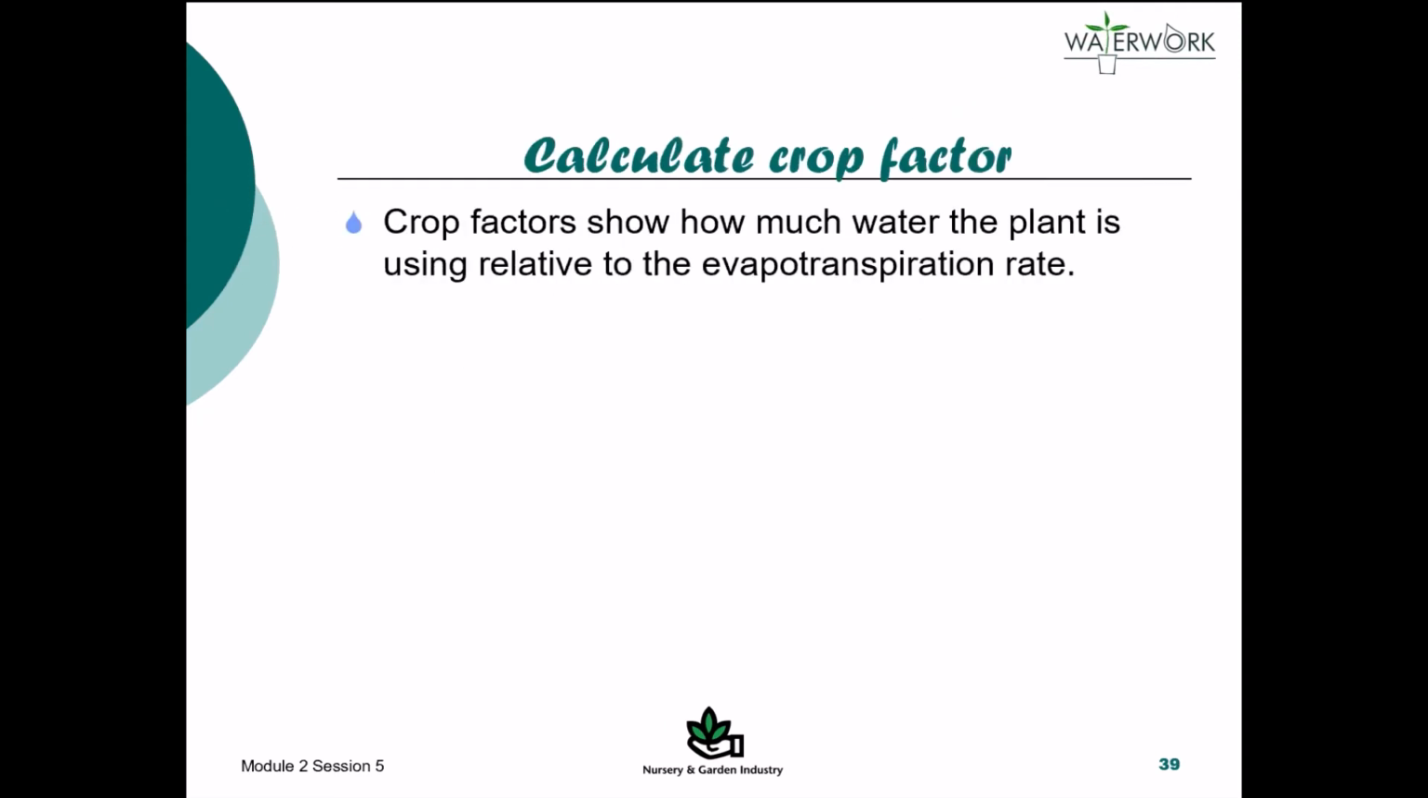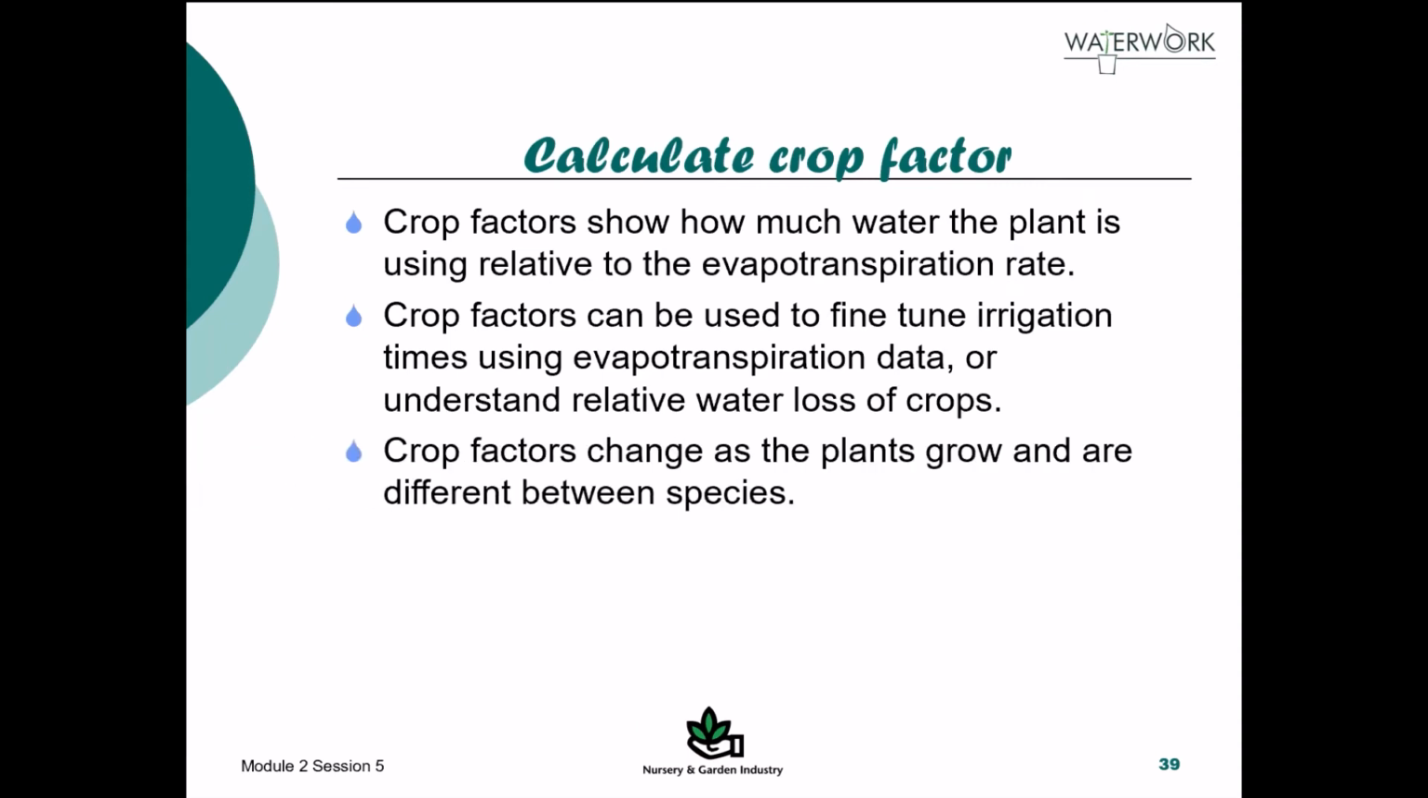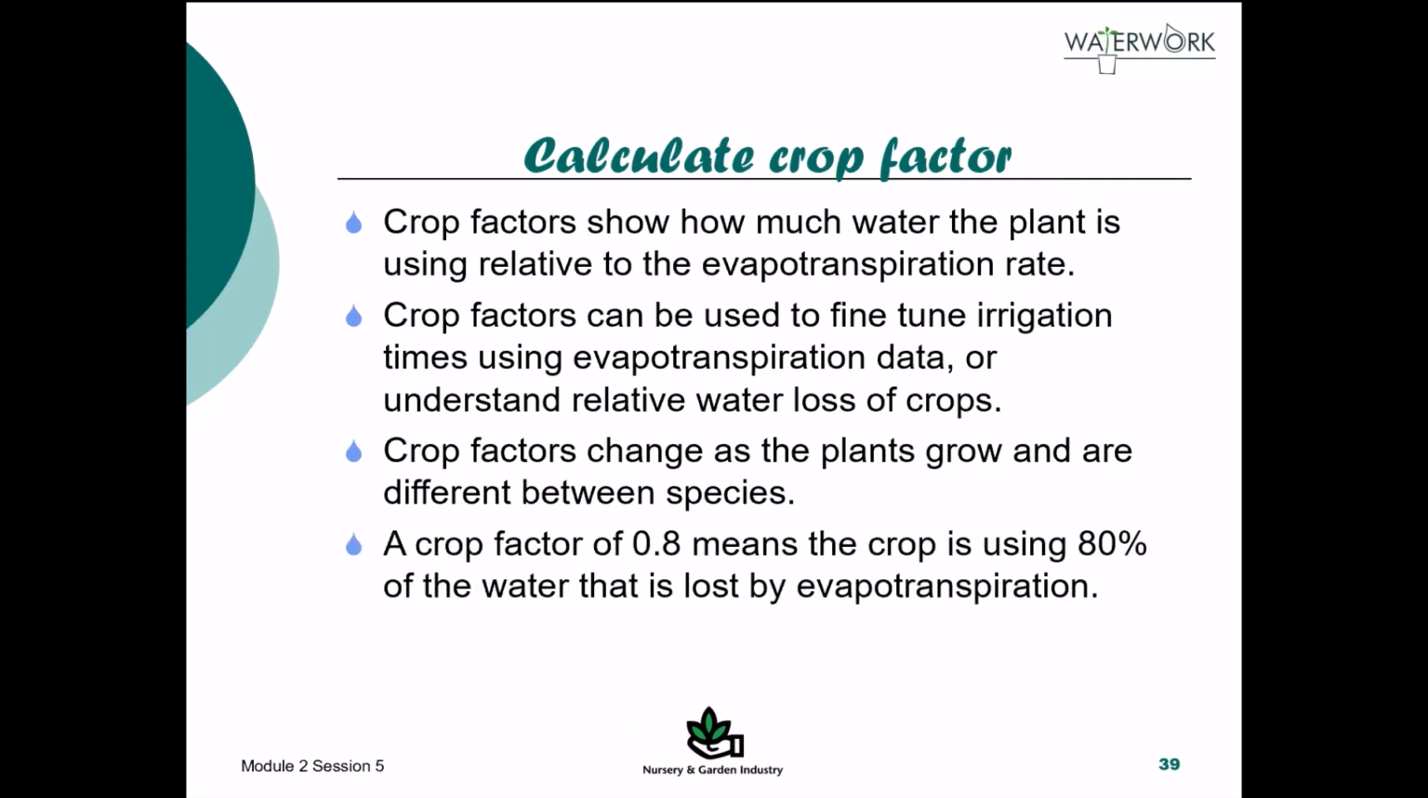Crop factors show how much water the plant is using relative to the evapotranspiration rate. Crop factors can be used to fine-tune irrigation times using evapotranspiration data or to understand the relative water loss of crops by evapotranspiration. Crop factors differ between species and change as plants grow. A crop factor of 0.8 means the crop is using 80% of the water that is lost by evapotranspiration.